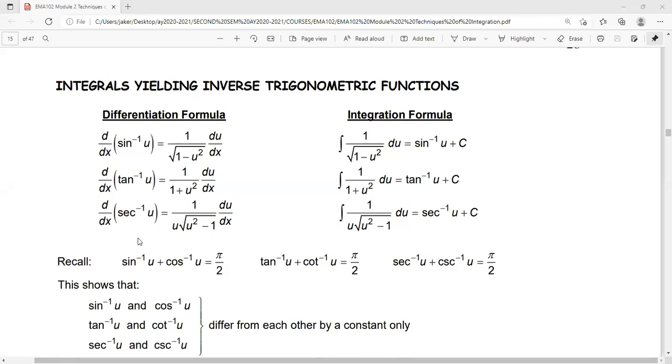It follows then, class, that if you are to integrate these answers or these derivatives of these particular inverse trigonometric functions, it will yield the trigonometric functions that were written here on the left side. So integrating the answer of the derivative of the function gives you the function. Okay? Now, this will be how you're going to interpret it.